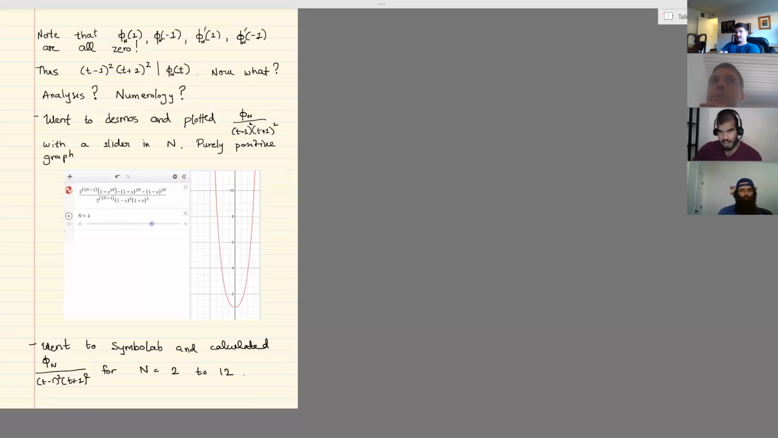I could do the calculation if required, but I'm going to assume that we would all be comfortable doing that calculation. So now we know that (t minus 1) squared times (t plus 1) squared divides phi sub n of t. So we have that this polynomial, which I want to show is non-negative, actually has these 4 easy roots. So now how would we prove that this polynomial is actually non-negative?